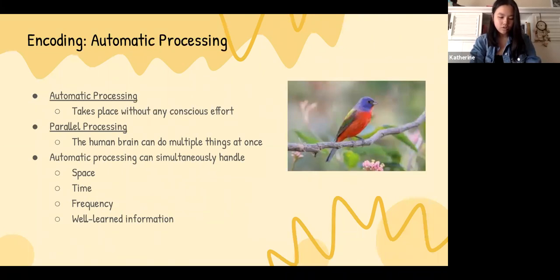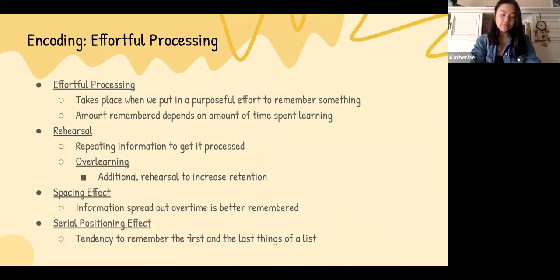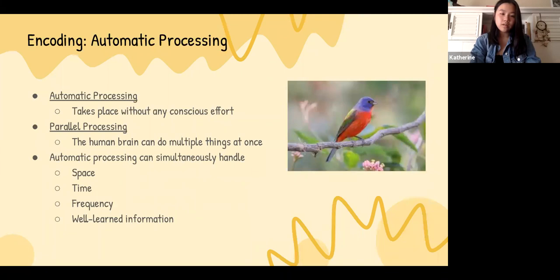There are two types of processing. There is automatic processing, which takes place without any conscious effort. And then we have parallel processing, or actually automatic processing and effortful processing. Within automatic processing, we have parallel processing, which is the ability to process multiple things at once. Automatic processing can simultaneously deal with space, time, frequency, and well-learned information.